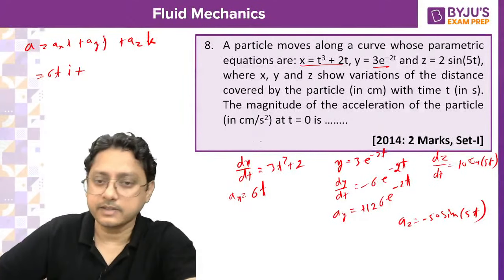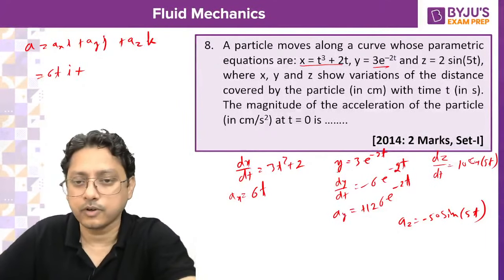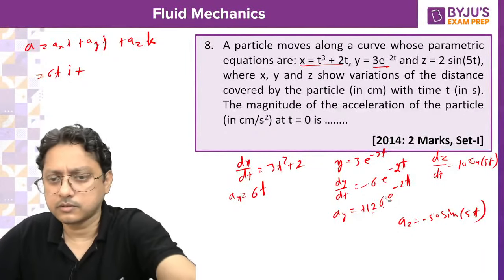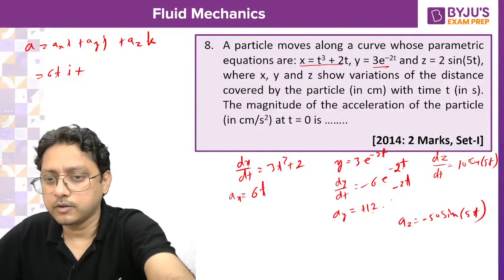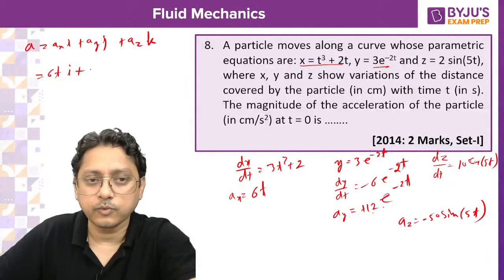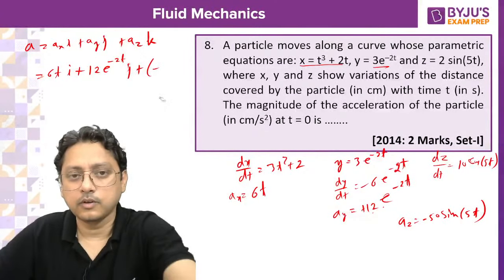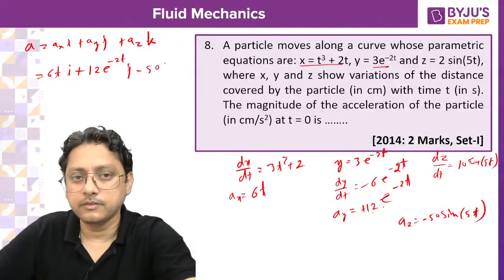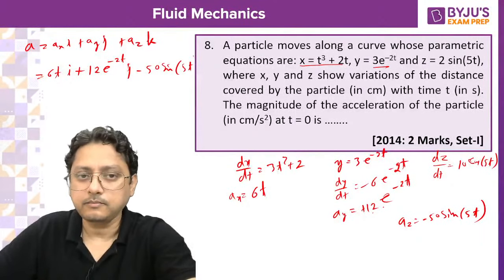Write it down. That is the acceleration vector for all this: 60i, then plus 12 e raised to minus 2t j, and k component minus 50 sine 5t.